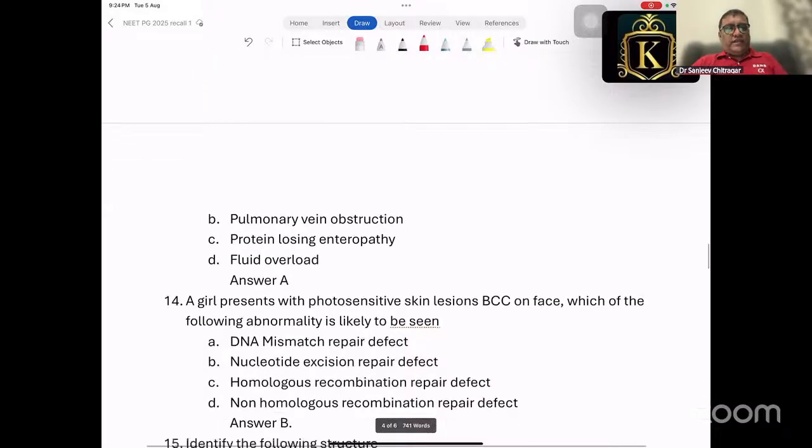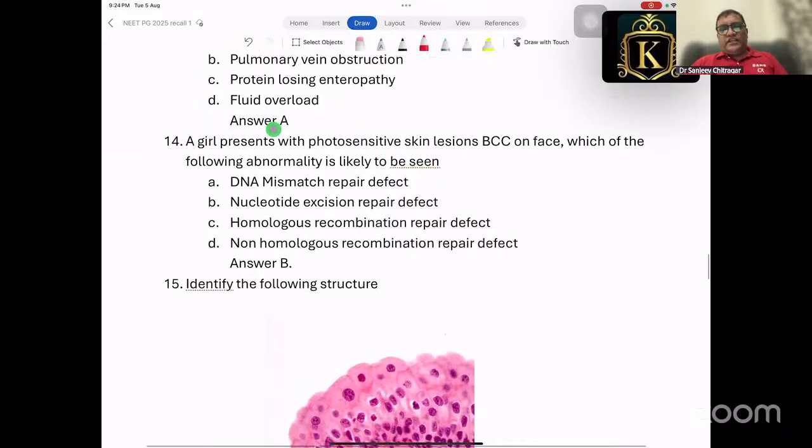Next, question 14. A girl presents with photosensitive skin lesions and BCC on face. Which of the following abnormalities is likely to be seen? We discussed this so many times in the class. DNA mismatch repair? No, mismatch repair is HNPCC. This is photosensitive skin lesions, hyperpigmented lesions. This is xeroderma pigmentosum, isn't it? That will have an NER, nucleotide excision repair defect, right?